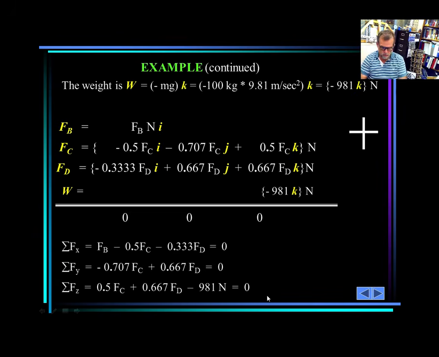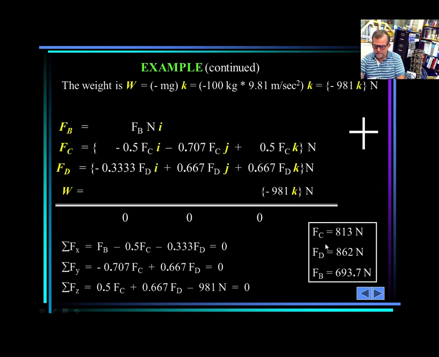And when you use the calculator, 981 divided by 1.207, that's 812.76, well, 813. Once you have your value for FC from these two equations, I can plug it into either equation, this is easier, and solve for FD. And then once you have FC and FD, you plug it back here and find FB.